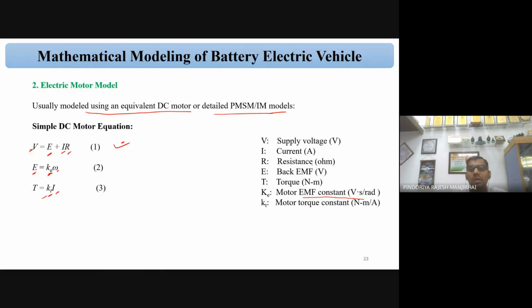The most important part, students, is the unit. Voltage is volt, current is ampere, resistance is ohm, back EMF is voltage. Most of the time students forget to write the unit for the back EMF constant as well as the torque constant, correct? The unit for the back EMF constant is voltage into second divided by radian, and for the motor torque constant, it is Newton meter per ampere.